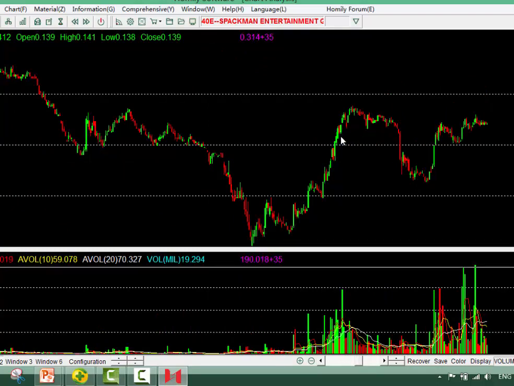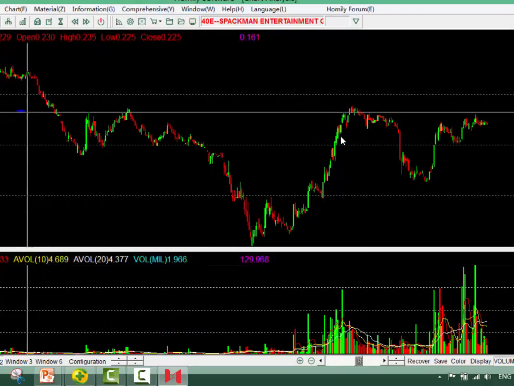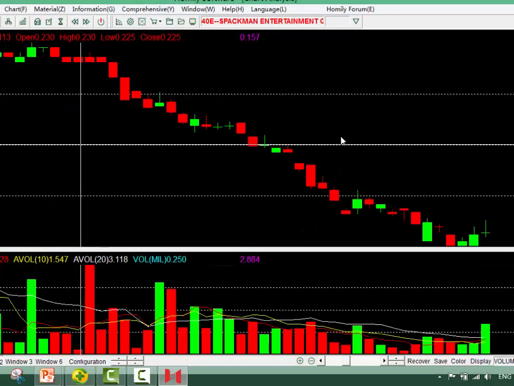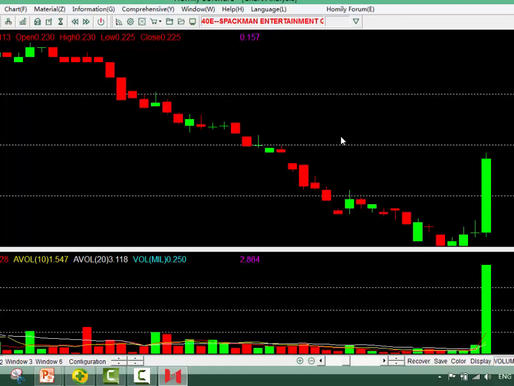So have you done this method? Then we can see another situation. Can we use this candlestick for the bottom area?